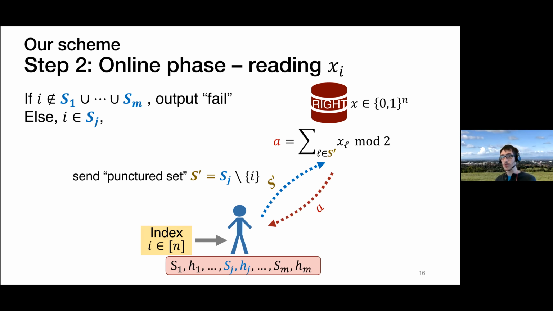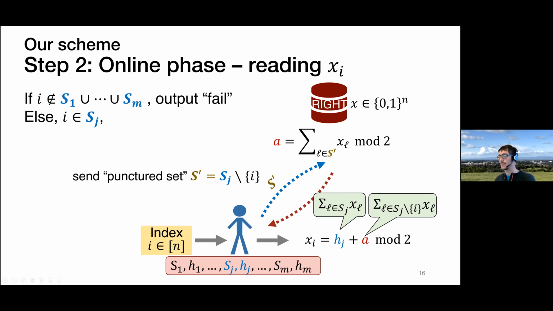And now the client has two parity bits. One is the bit H_j from the hint, and the second is the answer bit A. You can see that the sum of those two bits gives exactly the value of the bit of interest x_I, because H_j sums all the bits indexed by the set, and the answer bit A sums exactly the same bits except bit I.